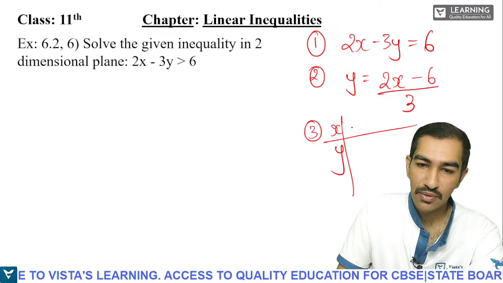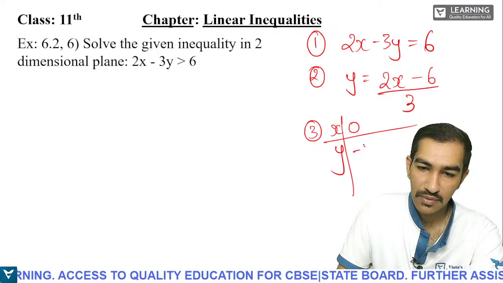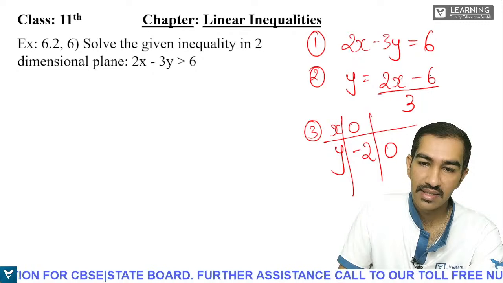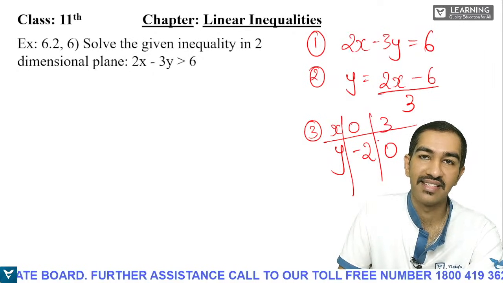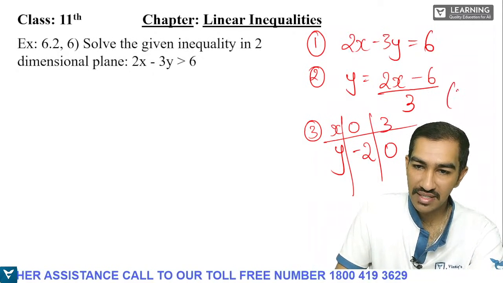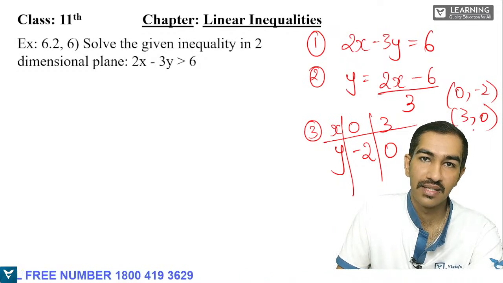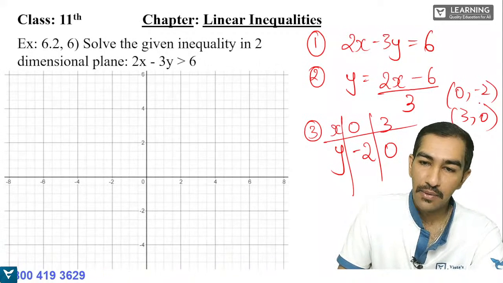You put x is equal to 0. What is y? y is equal to minus 2. You put y is equal to 0 now. What is x? x will be equal to 3. So what are the points we got here? 0 comma minus 2 and 3 comma 0. Now let us take the graph. Plot these points on the graph.